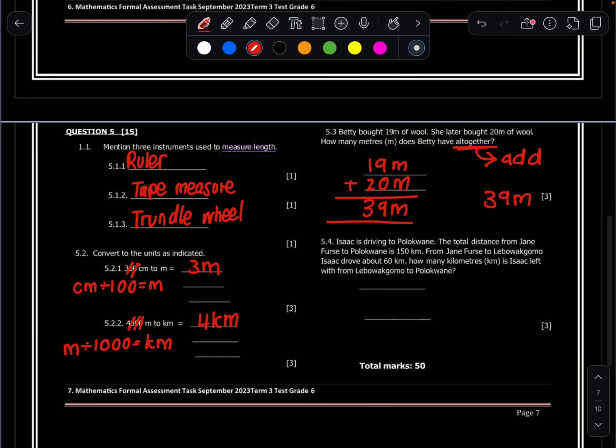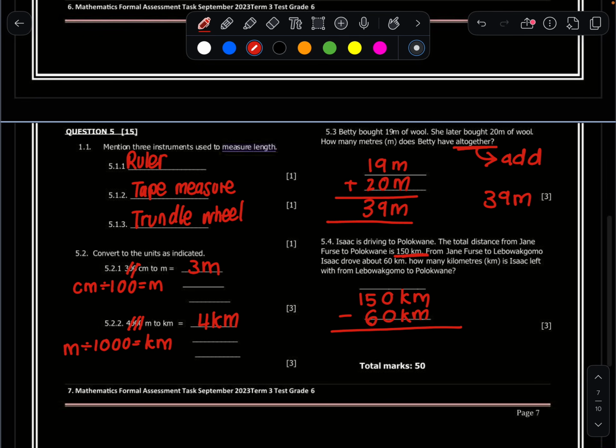5.4, Isaac is driving to Polokwane. The total distance from Jane First to Polokwane is 150 kilometers. From Jane First to Lebokwamo, Isaac drove about 60 kilometers. How many kilometers is Isaac left with? Okay, so he needs to do 150 kilometers in total. He's already done 60 kilometers. We just need to work out how much he's got left.